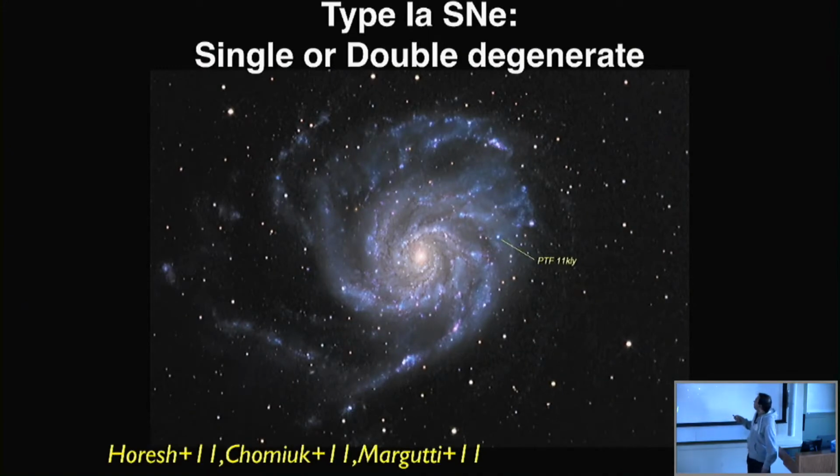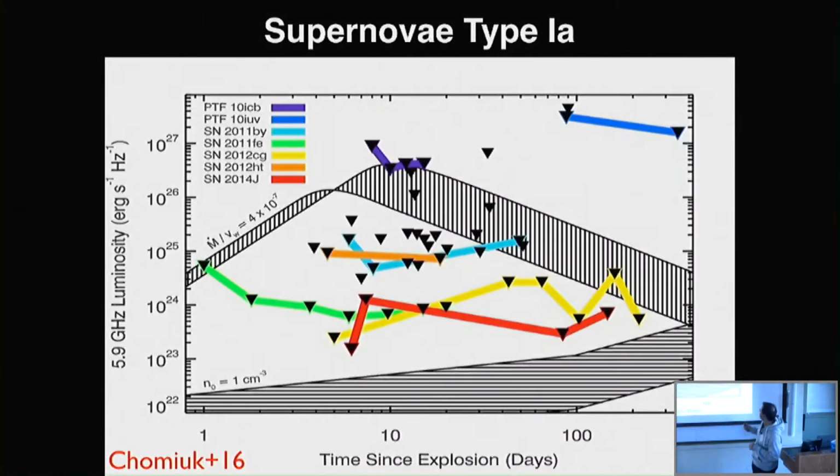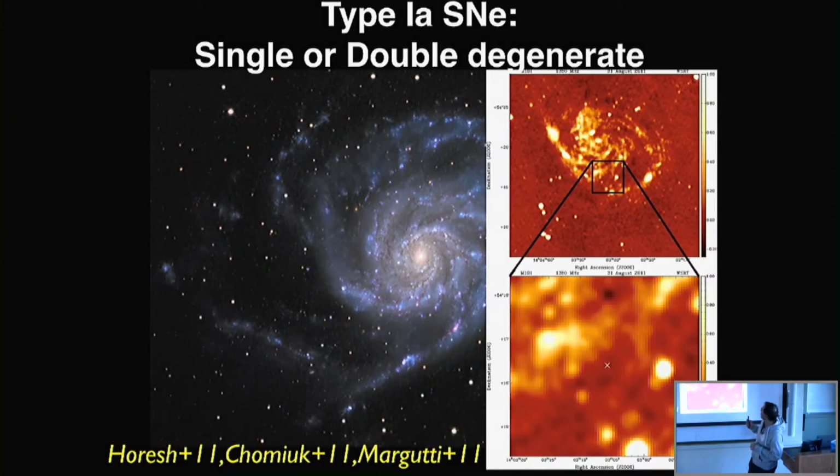So this is an example of PTF 11kly, another type 1a supernova, which happened very close, a few megaparsecs away. And we observed it with radio observations. This is a beautiful radio observation of this particular supernova. That's the galaxy you see. And the zoom in shows that where this crosses, that's where the supernova should be seen in radio, but we didn't detect it. The fact that we did not detect it tells us that there must be extremely low density material around this particular star.